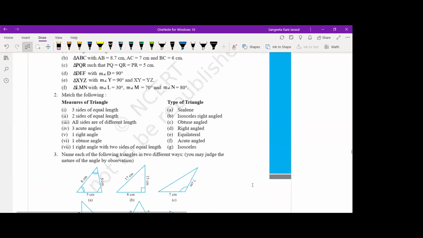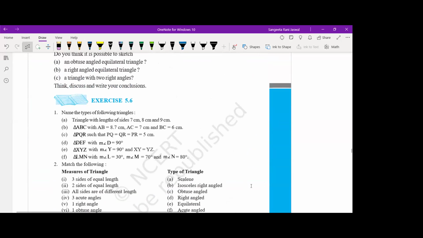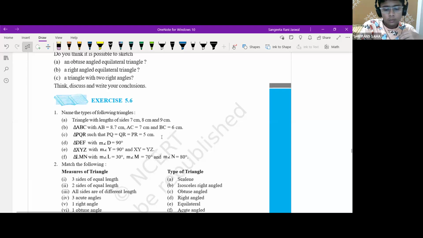Okay. Now let's see this. Name the type of following triangles. Triangle with lengths of side 7, 8 and 9 centimeter. Okay. Name the type of triangle. So tell me what type of triangle is it? Ma'am, scalene triangle. Scalene triangle. Next, triangle ABC with AB 8.7 centimeter, AC 7, BC 6. What type of triangle is this? Ma'am, scalene. Scalene. Triangle PQR such that PQ is equal to QR equals to PR equals to 5 centimeters. Yes, which triangle is this? Equilateral. Good.